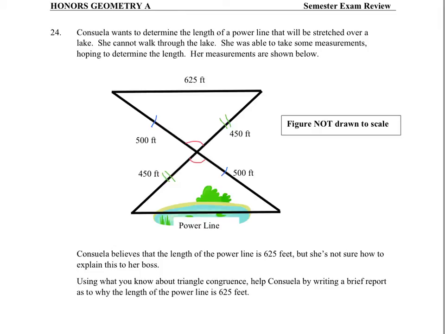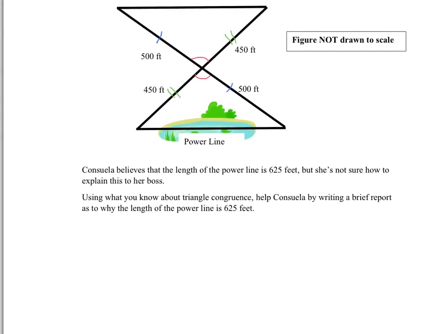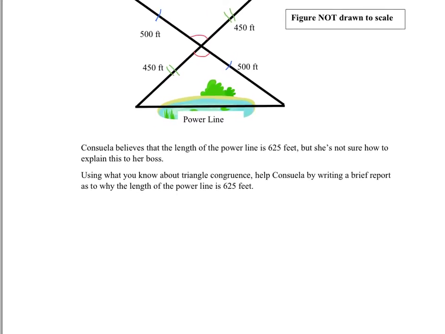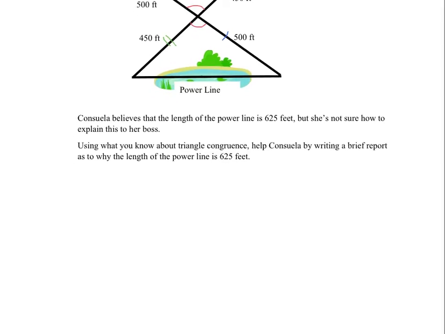And if we prove triangle congruency and know that this triangle is congruent to this triangle, then by corresponding parts of congruent triangles are congruent, CPCTC, we know that this side is congruent to this. So Consuela is right. We just now need to write a brief report for her. Remember, we haven't done formal proofs yet. It's not asking us to write a formal proof, but we're going to use this idea to write the brief report. So we just walked through how to do that.